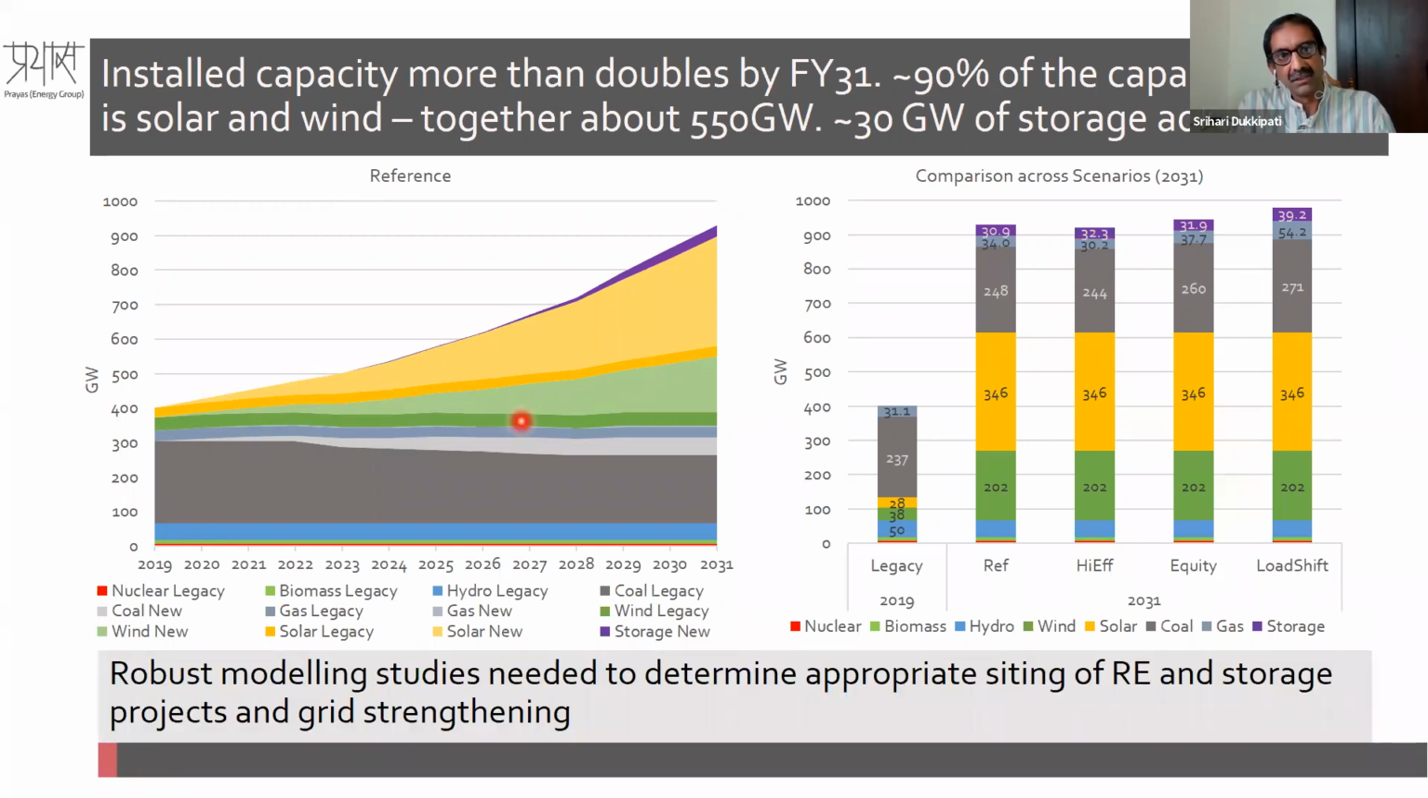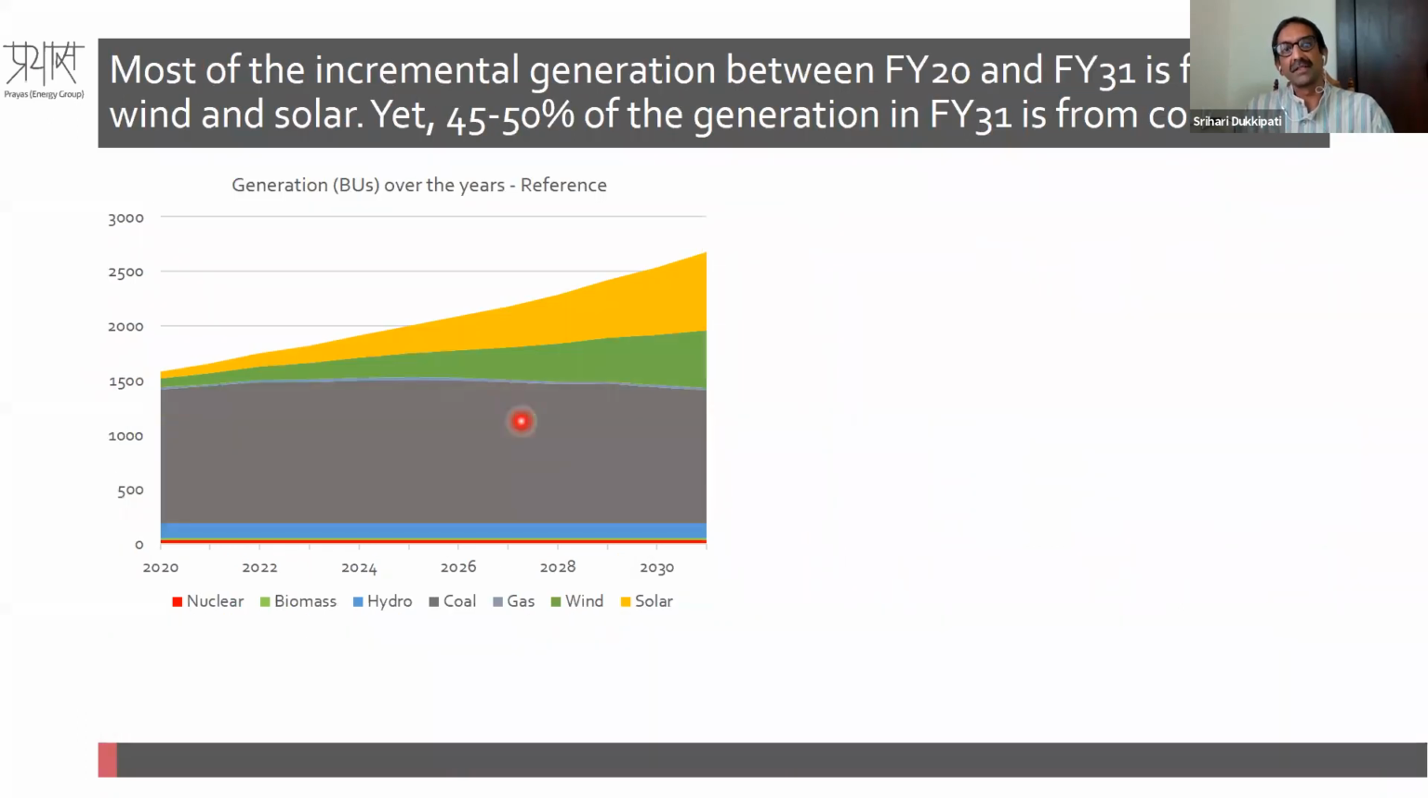But of course, there are limitations to this particular model, Rumi, in terms of answering some of the more detailed balancing or grid integration questions that might come up, and hence robust modeling studies are needed to determine, to begin with, the siting of RE and storage projects, as well as where grid strengthening is needed, etc. And if we look at the generation side of things, most of the incremental generation between FY20 and FY31 is from wind and solar, as one would expect.